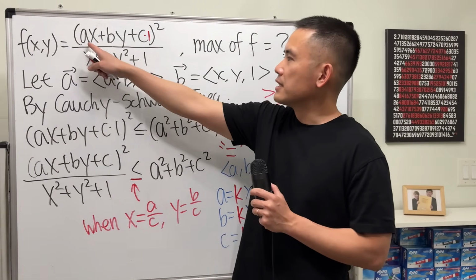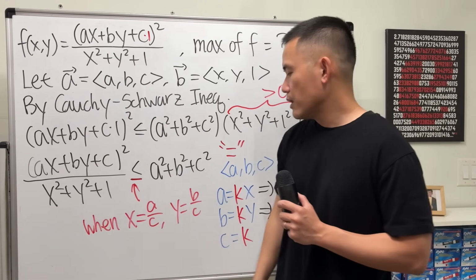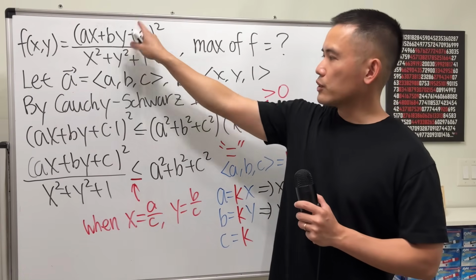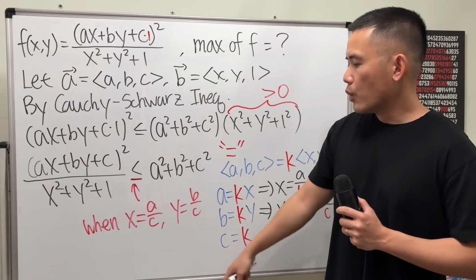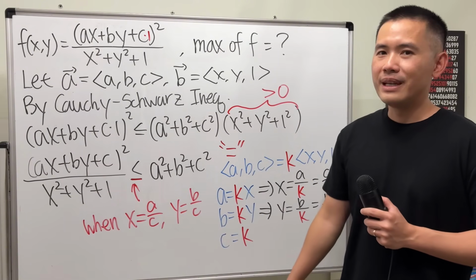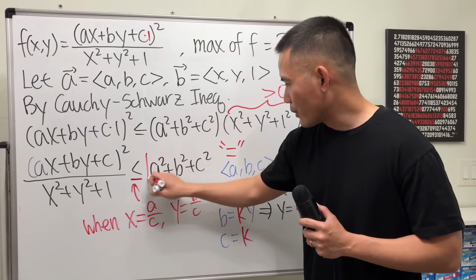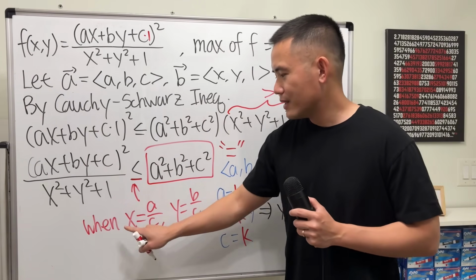So as an example, if a is 2, b is 3, and c is 5, this function will achieve this maximum when we have 2 over 5 for x and then 3 over 5 for y. And you can compute it. That's it. So this right here is the maximum value, and it happens right here.